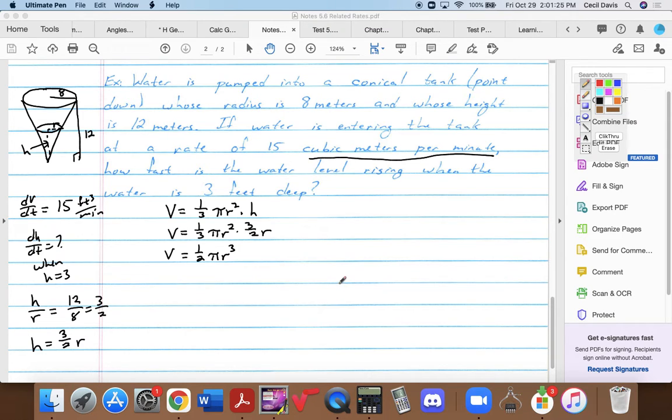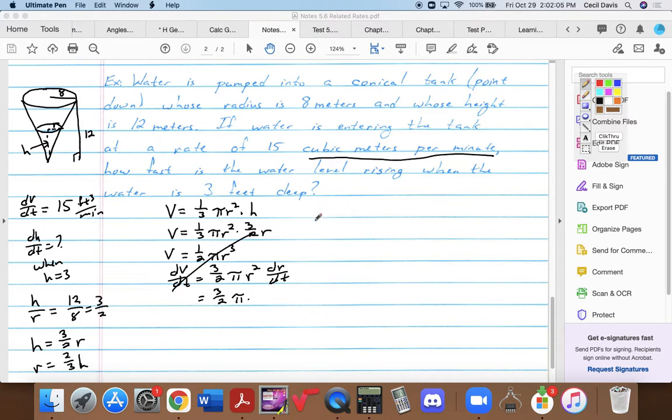So then dv dt, taking the derivative with respect to time, is 3/2 pi r squared dr dt. So that's 3/2 pi times, oh, I did this all in terms of r, didn't I? What should I have done? Should have done it all in terms of h. That would have been better. Oh well. Well, so r is equal to 2/3 h, right?